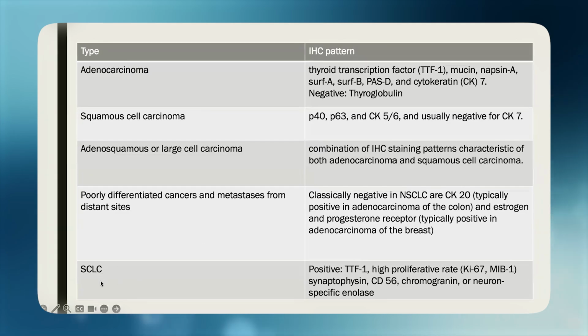And coming to small cell lung cancer, although adenocarcinoma is also TTF1 positive, small cell lung cancer can also be TTF1 positive. But more importantly, a high proliferative rate with Ki67 and MIB1, and the remaining markers like CD56, chromogranin, or neuron-specific enolase. These are the factors you can find on the immunohistochemistry pattern of the different cancers. This is generally useful for targeted therapy or molecular therapy.